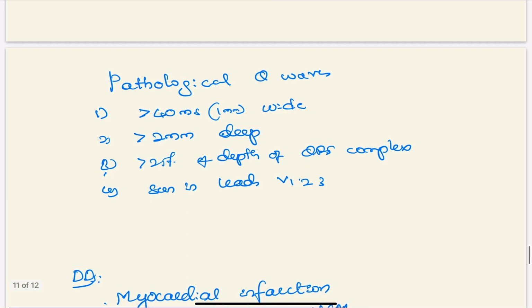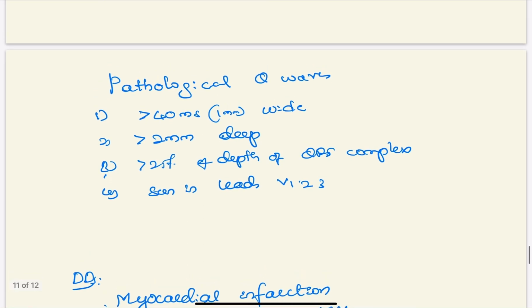So when do you call a Q wave pathological? Pathological Q waves have four criteria. When the Q wave is more than 40 milliseconds, that is 1 mm wide, or when it is more than 2 mm deep, or when it is more than 25% of the depth of the QRS complex, or when Q waves are seen in leads 1, 2, 3, it is abnormal, it is pathological.